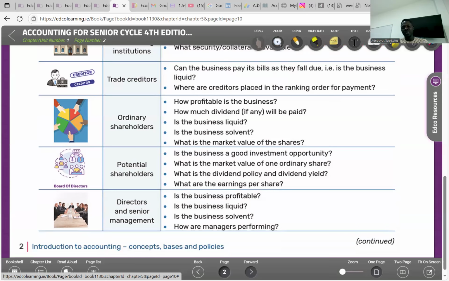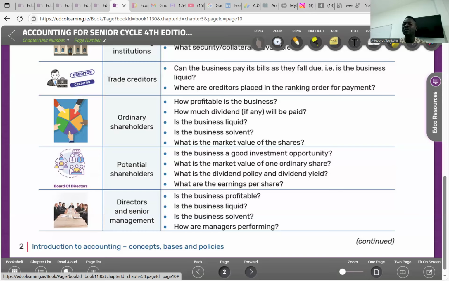Then ordinary shareholders. For ordinary shareholders, these are the main owners of the business. So how profitable is the business? Their interest is to know how profitable the business is, because the more profitable the business, the more reward for them on investment. How much dividend will be paid if there's any? They want to know the amount of dividends they have to get if they are investing in such business. Is the business liquid? They want to be sure that the business has enough working capital. Is the business solvent? They want to be sure that the business has the ability to turn liquid to cash, to turn assets to cash.